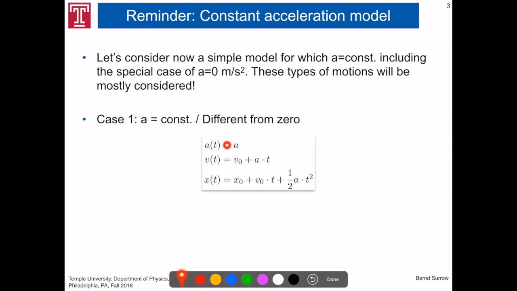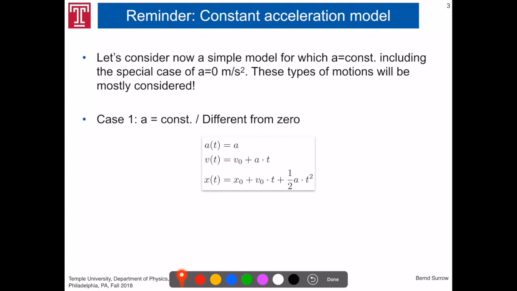So a of t is a constant different from 0, then the velocity, and I derived this a while ago, is purely a function of time, but linear in time with the integration offset v0, meaning the velocity at t equals 0 equals v0. And this is what you always have to ask yourself: what are the initial conditions? So the initial condition concerning velocity at t equals 0 is v0.